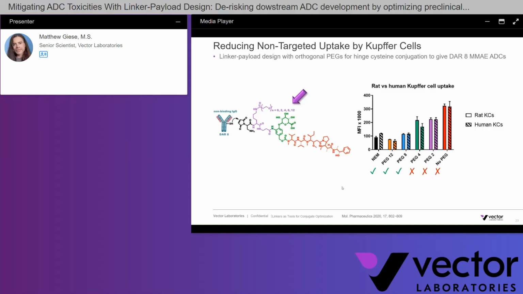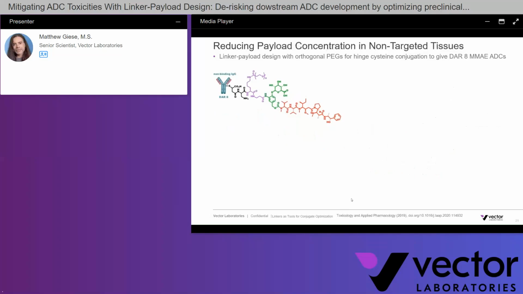So ADCs with Fc engineered regions were also used, so they didn't have FCGR affinity, and they behave similarly. So this does not appear to be primarily a FCGR-driven process, at least in Kupffer cells. But this study demonstrates that the orthogonal PEG can alter this underlying mechanism of antigen-independent uptake, whatever it might be. In a follow-up study, it was also found that the payload concentration in non-targeted tissues depended on the length of that orthogonal PEG. In this study, non-tumor-bearing rats were administered non-targeting conjugates, and the concentration of free MMAE in the liver, spleen, marrow, and plasma was determined by LCMS.